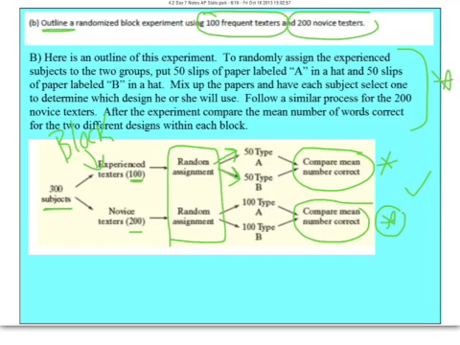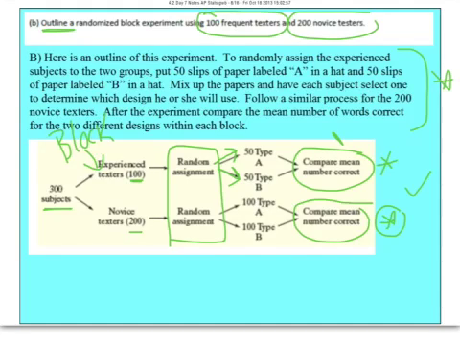put 50 slips of paper labeled A in a hat and 50 slips of paper labeled B in a hat. Mix up the paper and have each subject select one to determine which design he or she will use. That's for our experienced folks. Follow a similar process for the 200 novice texters. After the experiment, compare the mean number of words correct for the two different designs within each block.